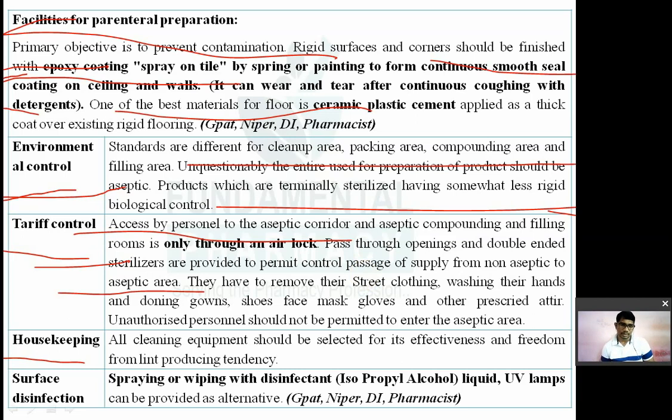Then again, surface disinfection: spraying or wiping of surface working stations with isopropyl alcohol, or UV lamps can be provided as an alternative. Whichever floor you have to use, you have to disinfect that floor by using isopropyl alcohol, IPA, or UV lamps.